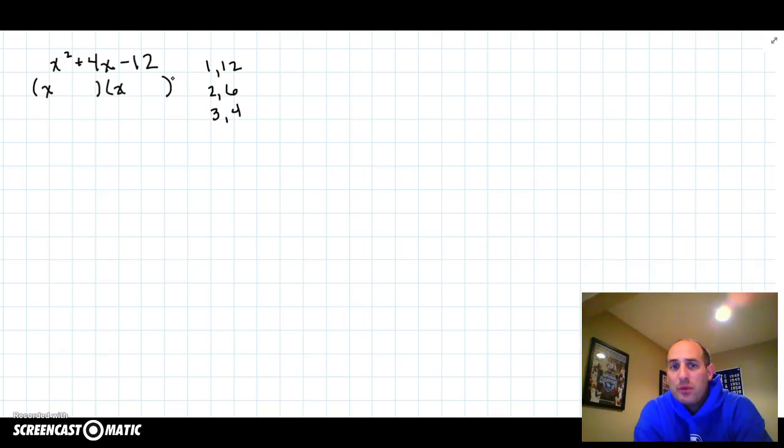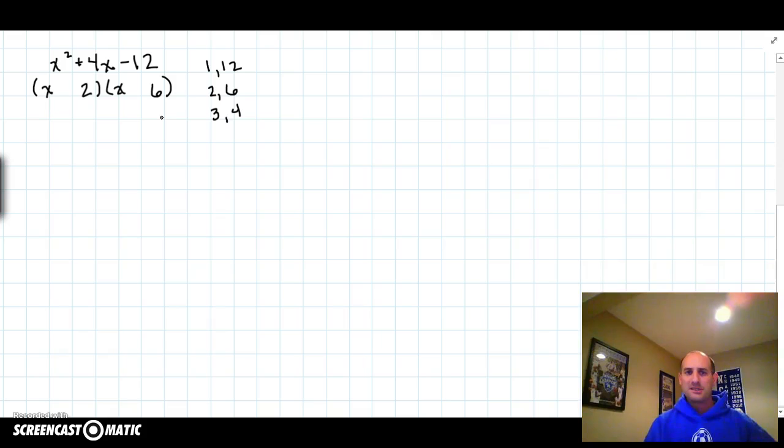2 and 6 can give you a 4 in the middle. 3 and 4 can't give you a 4 in the middle when I'm talking about adding and subtracting. So I'm going to have to look at 2 and 6. When I look at that, I already said that one of them is going to have to be minus and one's going to have to be plus. And the way we can figure that out is we can put a 2 and a 6 here because I know I can get a 4 out of that. I just got to figure out which way it is.